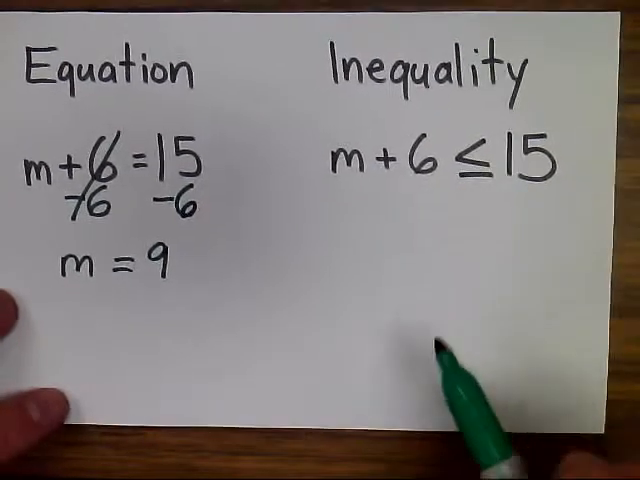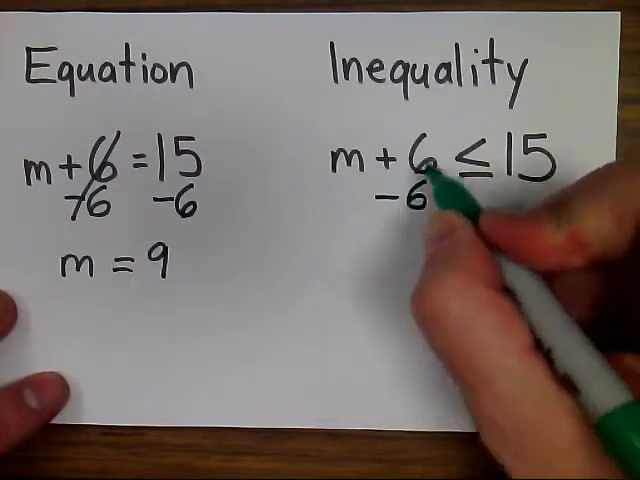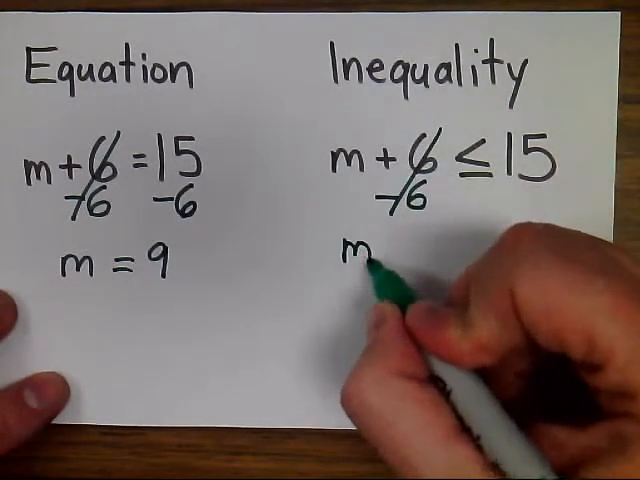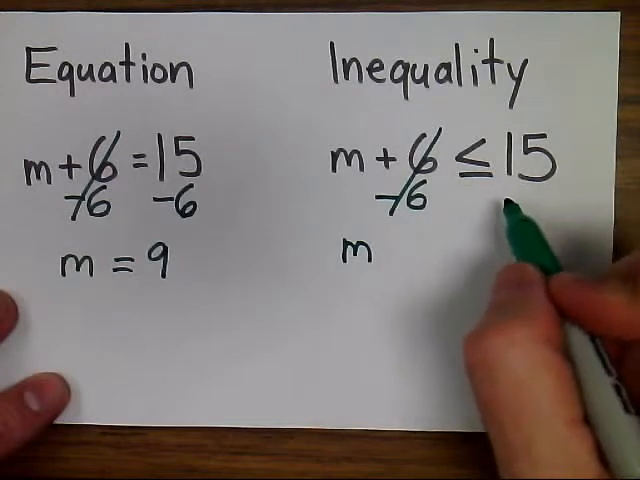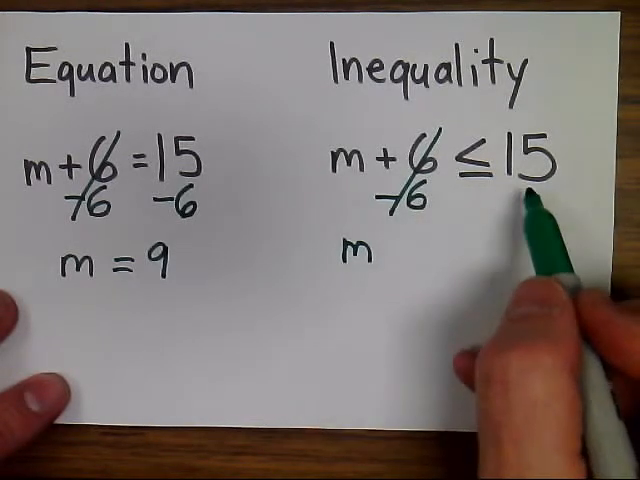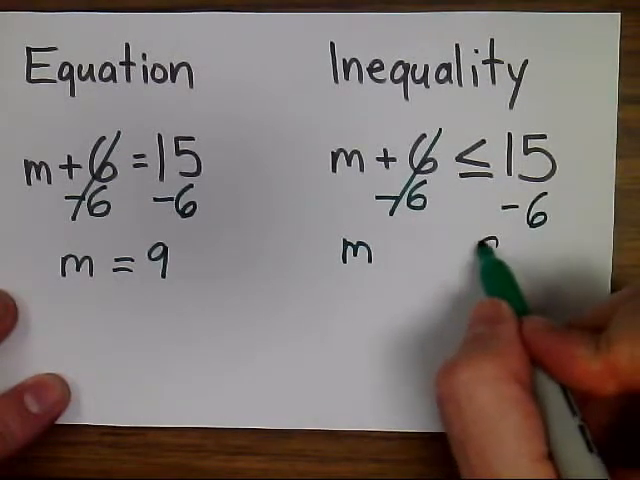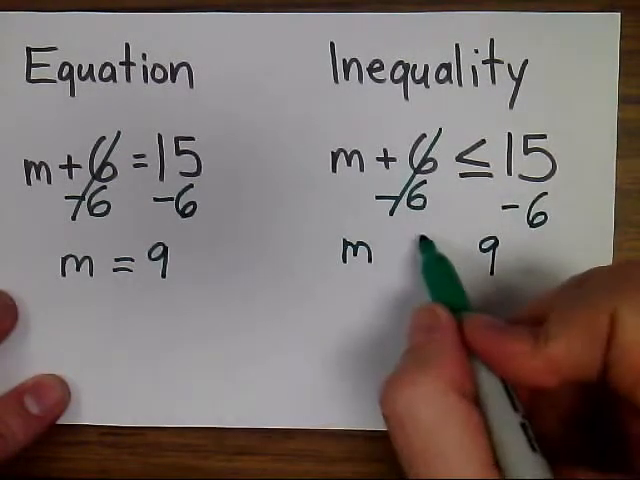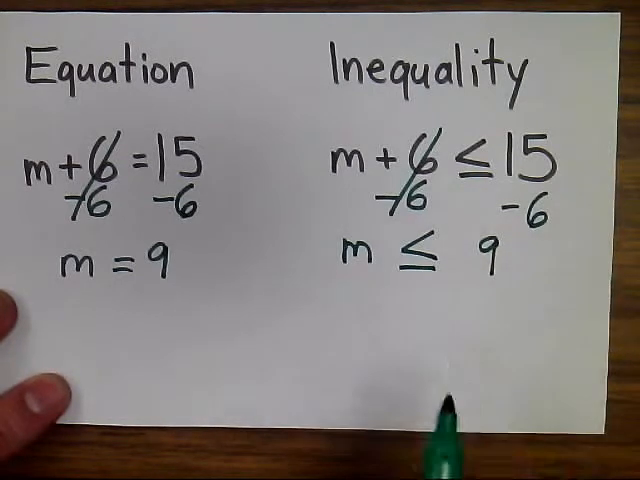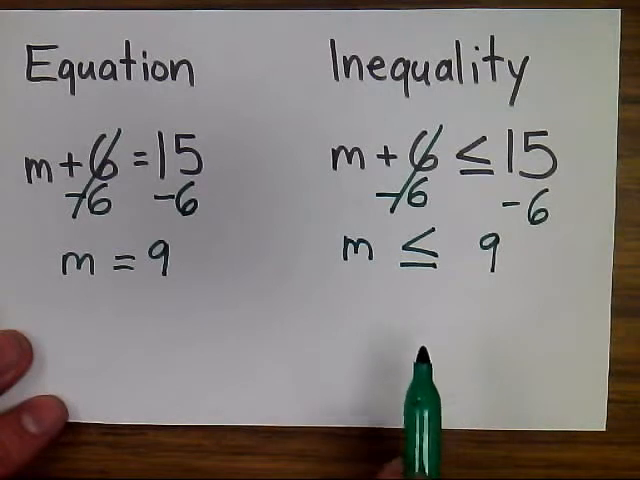As we solve an inequality, we follow very similar steps. We're going to subtract 6 to isolate our variable, leaving m on its own. But then over here, we're going to use the property of inequality, which states if I subtract 6 from this side and subtract 6 from this side, the inequality remains true. So I still get 9, but it's not m equals 9, it's m is less than or equal to 9. In the case of an inequality, there's many different solutions that make this true.